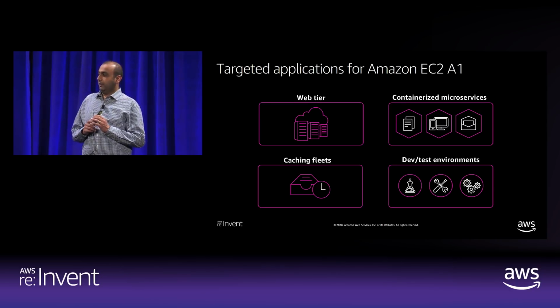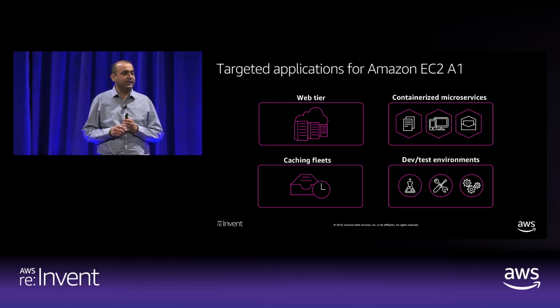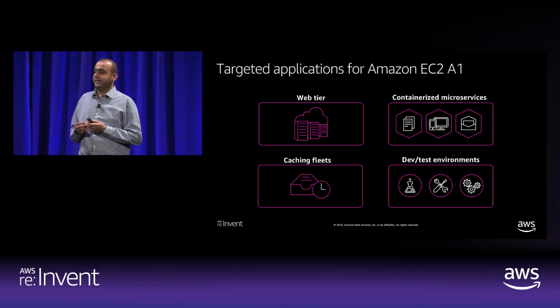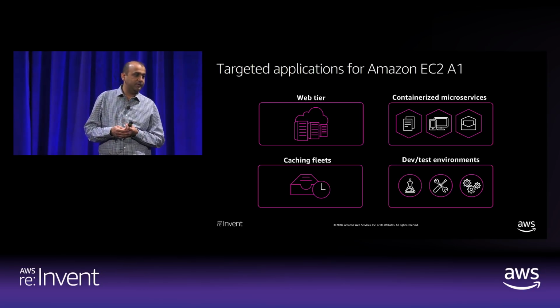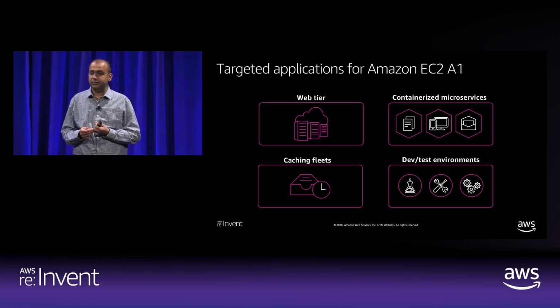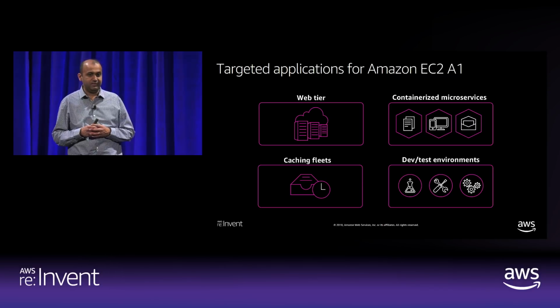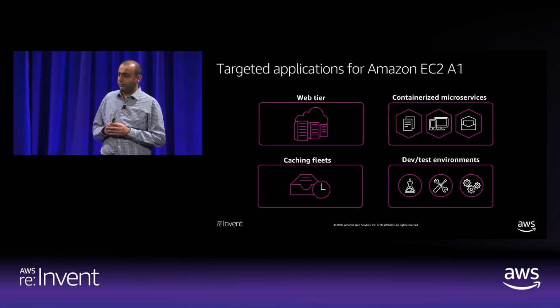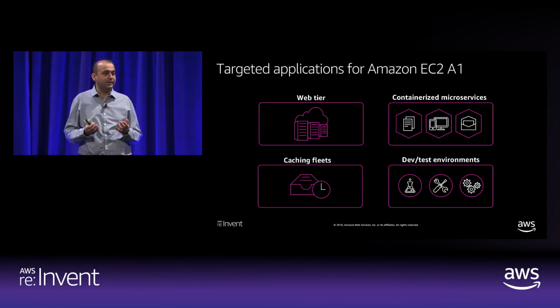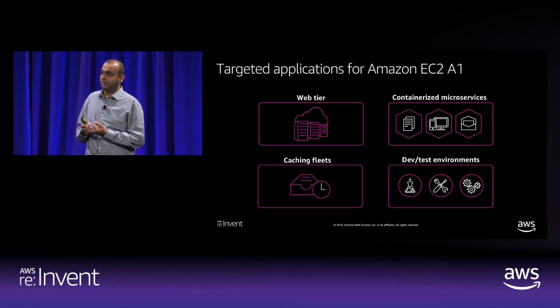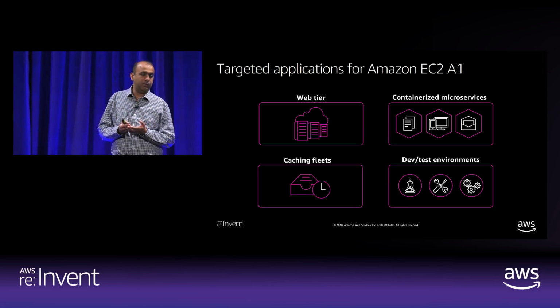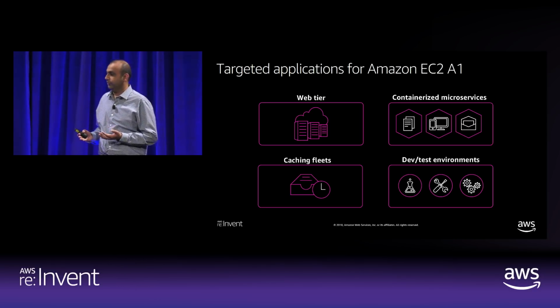So here are some of the targeted applications for the EC2 A1 instance. For applications that are scale out, such as if you're running web tier, containerized microservices, distributed data stores, or caching fleets, those applications are well suited for the A1 instances. In addition, application developers, enthusiasts, and educators across the ARM developer community would also find these instances appealing because now you have access to the ARM architecture in the cloud in an elastic fashion.